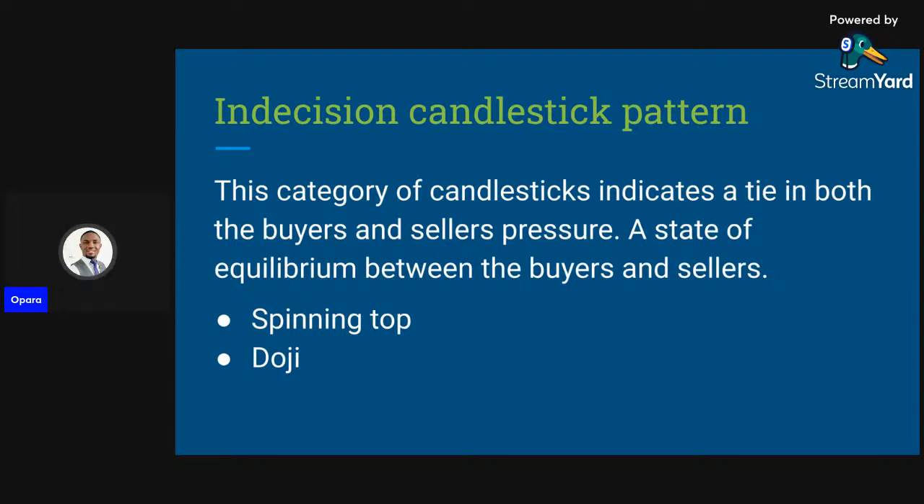So we have both of them: the spinning top and the doji. Don't worry, I'm going to show you all of these things. I'm going to show you their pictures, so you can just look at them. Like I said, you don't need to cram them. I've said this before, even the chart patterns, you don't need to cram them.